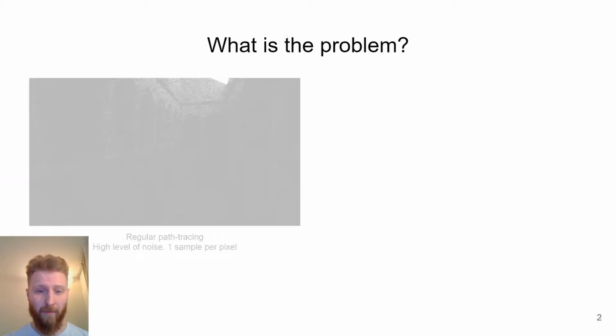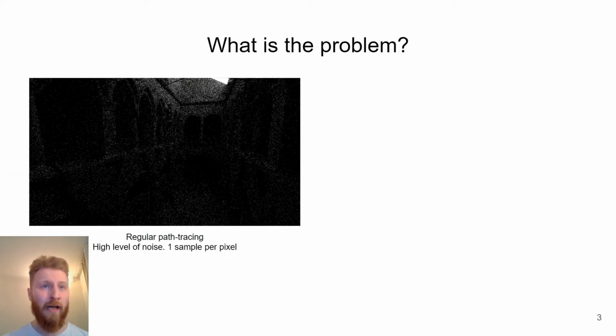So what is the problem? If we try to render a frame using a regular path tracing algorithm, just relying on one sample per pixel, we meet our problem. We get a high level of noise even when rendering a default responsive scene with two light bounces per path and one directional light emitter.